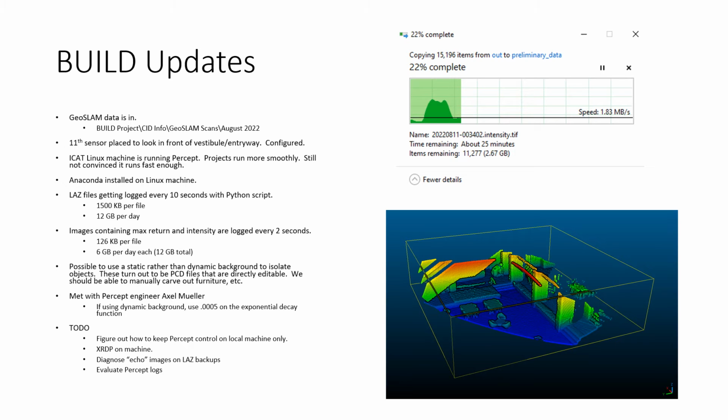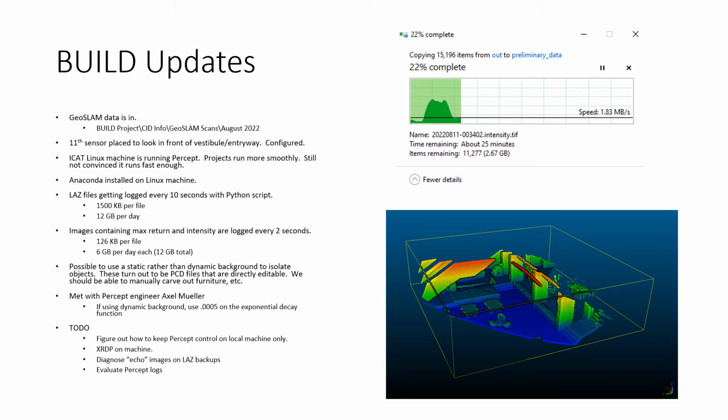I'm going to present these out of order. I met with the Percept engineer Axel Mueller, as well as Snehal, who's been our point of contact at Blickfeld. One thing is that if we're using the dynamic background, he suggested we set the exponential decay function lower by an order of magnitude. The default is 0.005, and I've now set them all to 0.005. So that's a lot lower. I haven't really evaluated how well that's working.